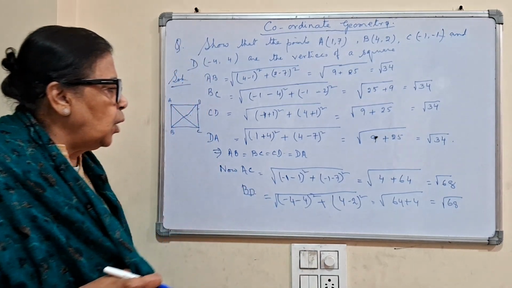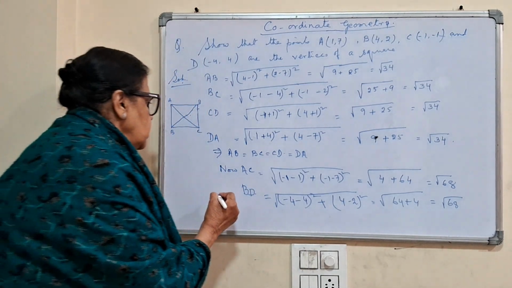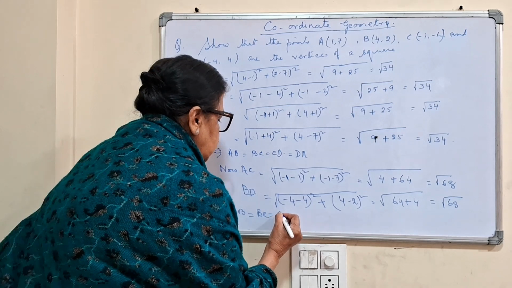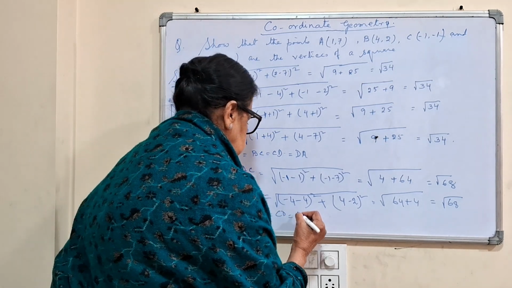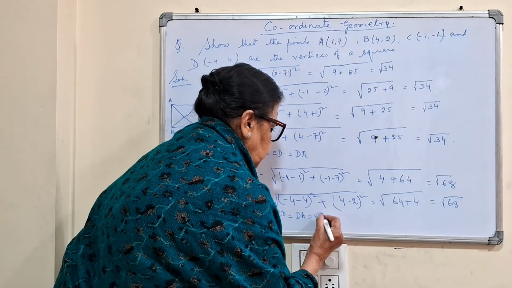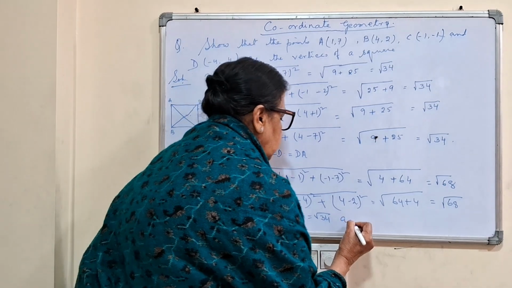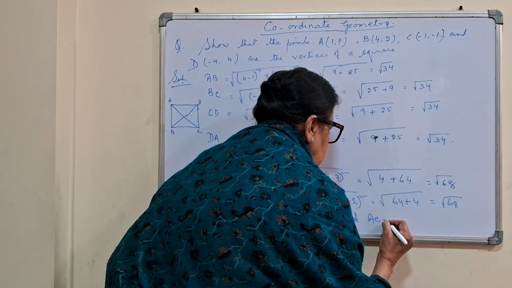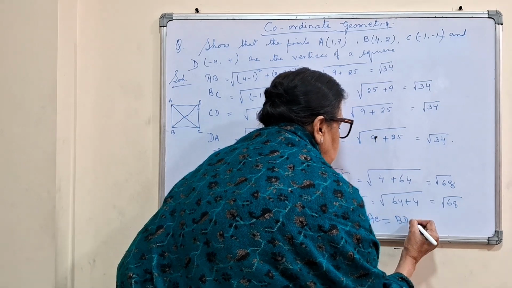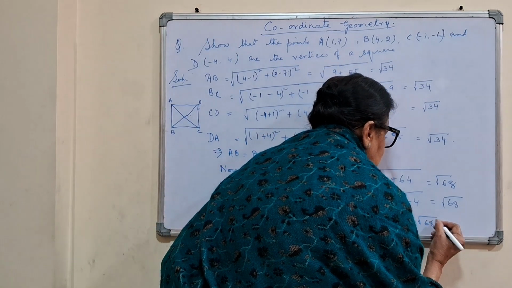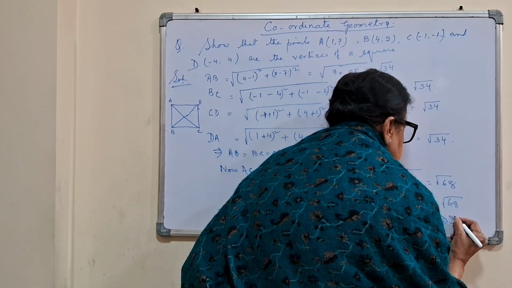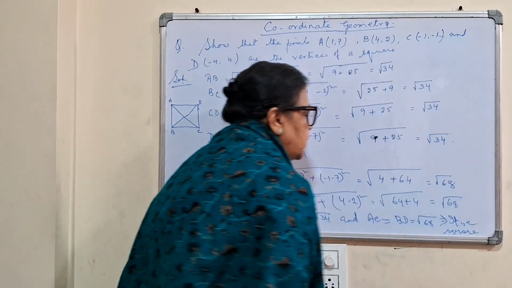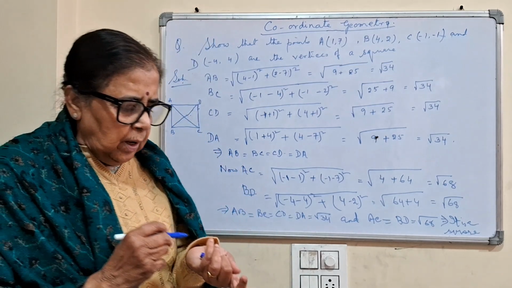So in this quadrilateral, all four sides are equal, that is AB is equal to BC is equal to CD is equal to DA, which is root 34, and the two diagonals AC and BD are equal, root 68. This implies it is a square. That means all four sides are equal and the two diagonals are equal.